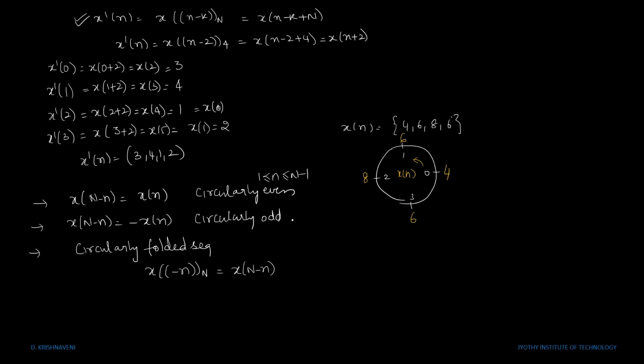For this one also it is 1 less than or equal to n less than or equal to N minus 1. Similarly, for a circularly odd sequence, if x of n is, let us say, 4, 6, 8, minus 6, you can see that these two values 6 and minus 6 satisfy the condition x of N minus n is equal to minus x of n. So this sequence is a circularly odd sequence.